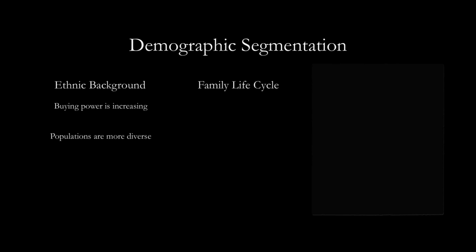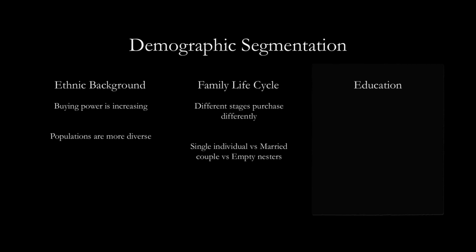Family life cycle. Families at different life stages don't purchase the same things. A single individual purchases many different products than a married couple with young children, who purchases differently than empty nesters. Education. Education level influences product preferences, media consumption, and shopping behaviors.